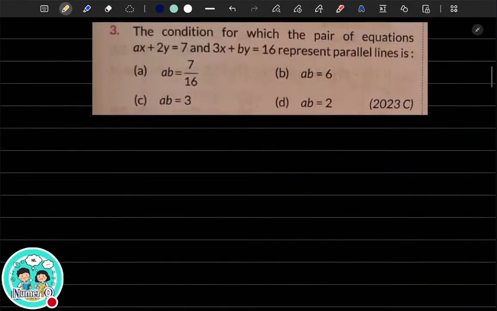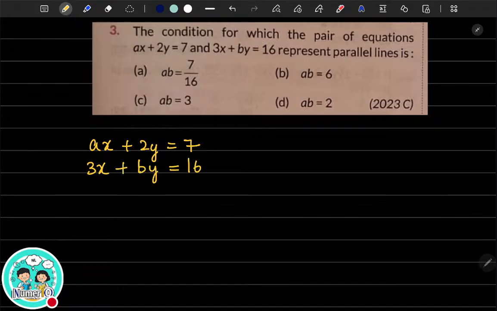Now, the third question for you. The condition for which the pair of equations represent parallel lines. So, what is the condition for parallel lines? You are given a pair of equations, ax plus 2y equal to 7 and 3x plus by equal to 16, right? Since you are already given that the pair of equations are parallel lines.